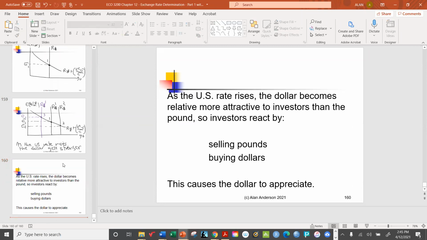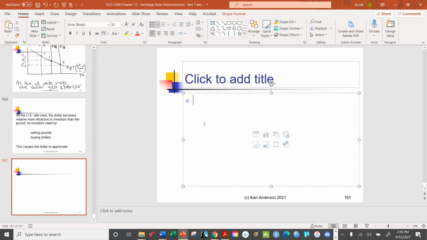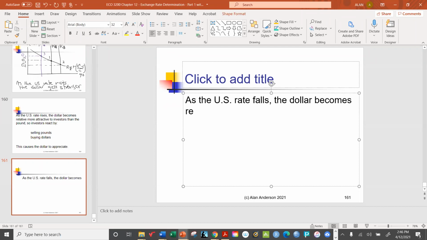And the reaction time is very quick. I mean, investors notice this right away. And since they're only holding these different currencies to maximize their rate of return, even if it's just a relatively small amount of difference, they'll still likely move at least some of their funds out of dollars and into pounds. Okay, so as the US rate falls, the dollar becomes relatively less attractive to investors than the pound.